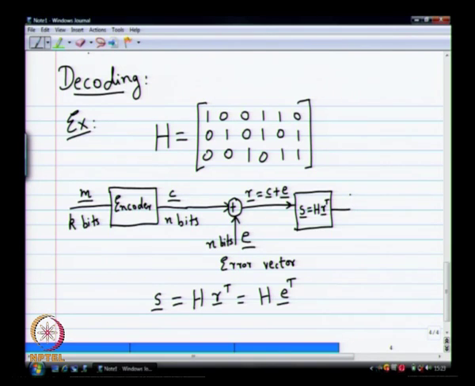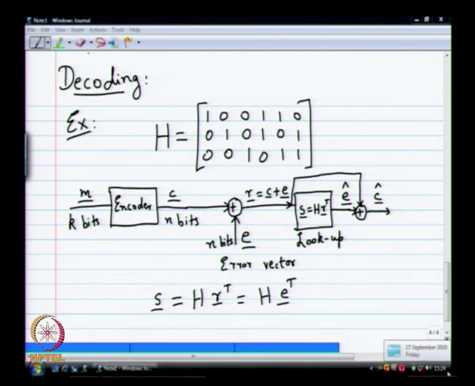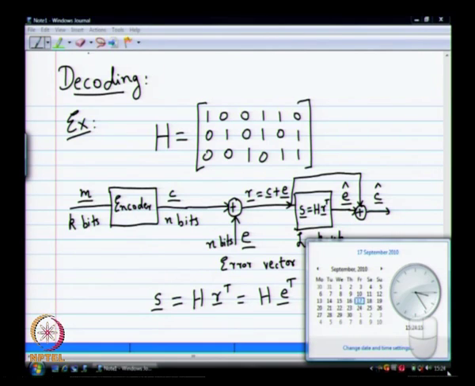So you look up in the table and you get your E hat. You do a lookup. I want to write down the lookup also in the same box, so that I get E hat out. Then what do you do to the E hat? Add it to R, you get C hat. From here if you want you can read off M hat based on your systematic encoding, or compute M hat.